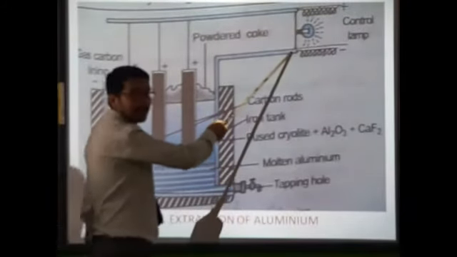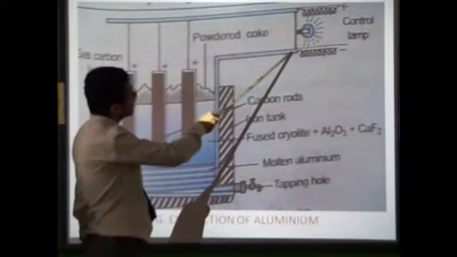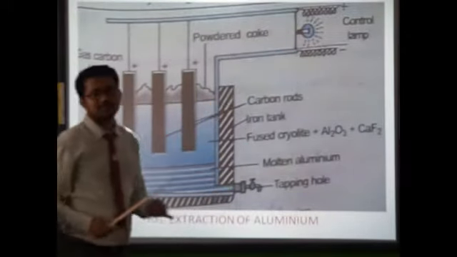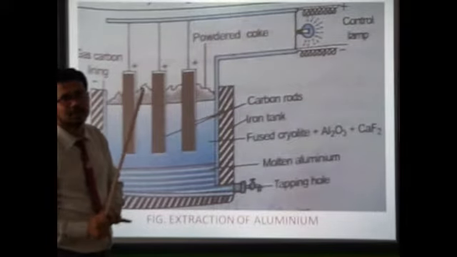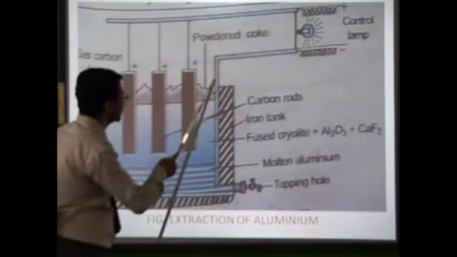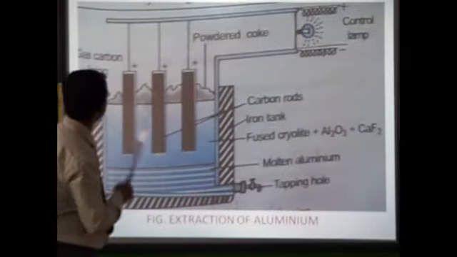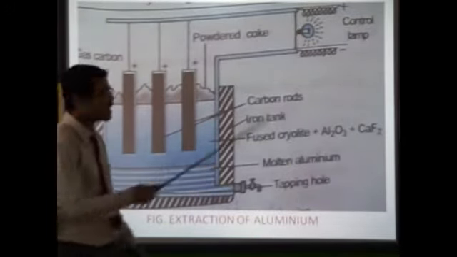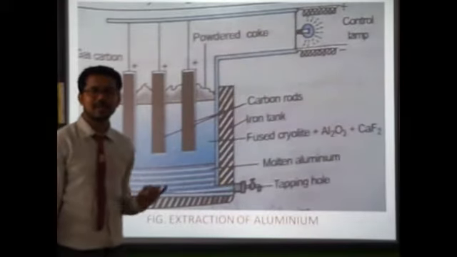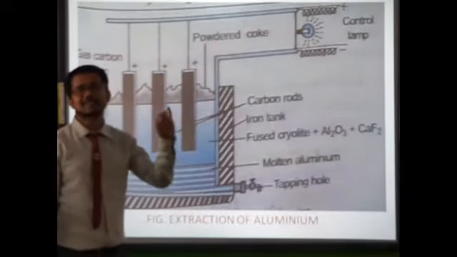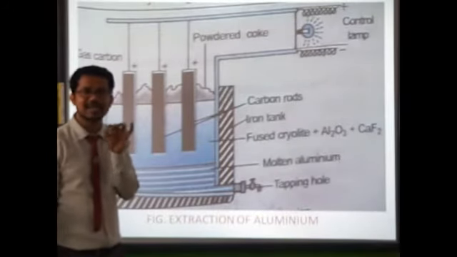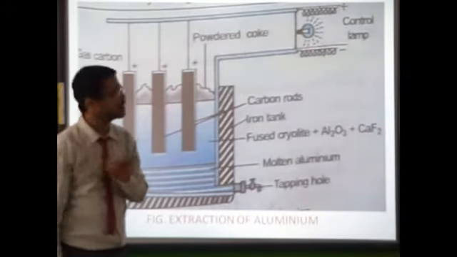To this lining, the negative terminal of the battery is linked. So this lining becomes cathode, and it is made up of gas carbon. So what is the cathode used for the electrolytic reduction of alumina? Gas carbon. This gas carbon acts as cathode, the negatively charged terminal.